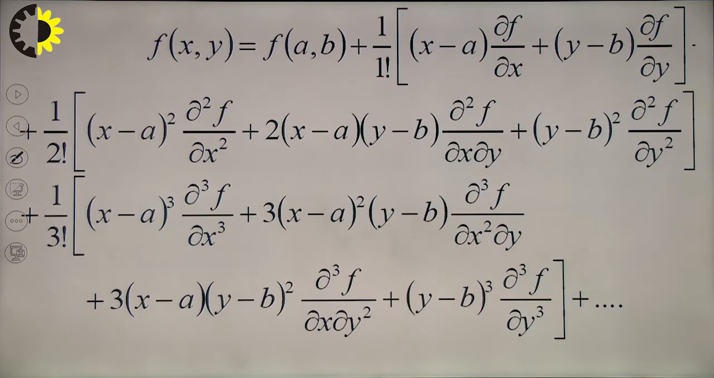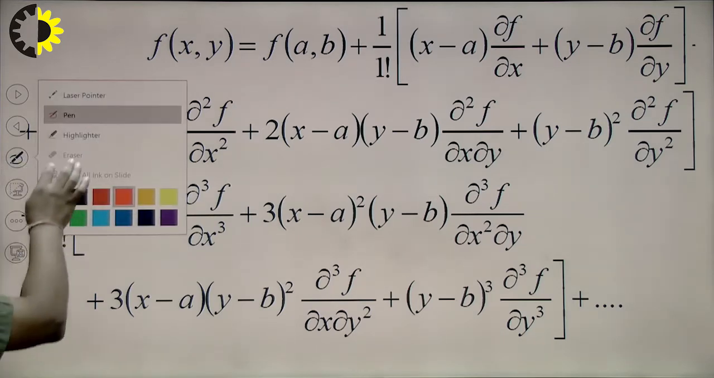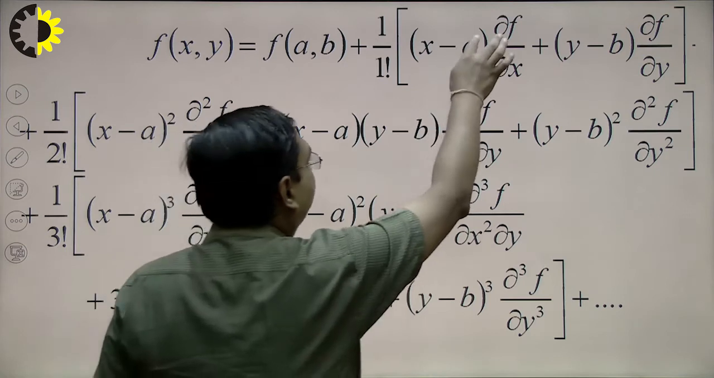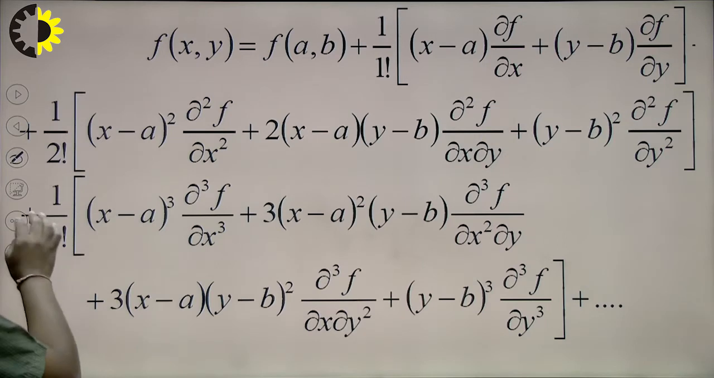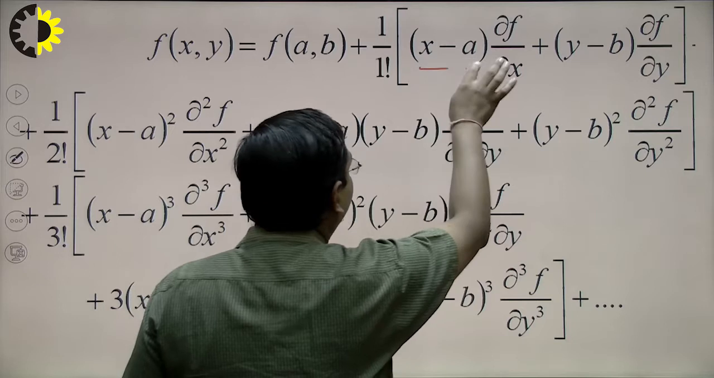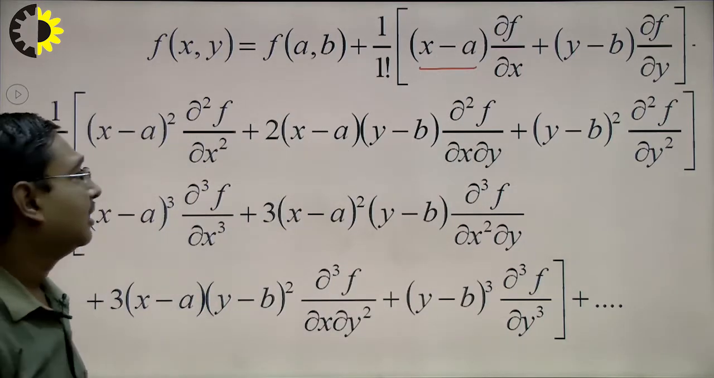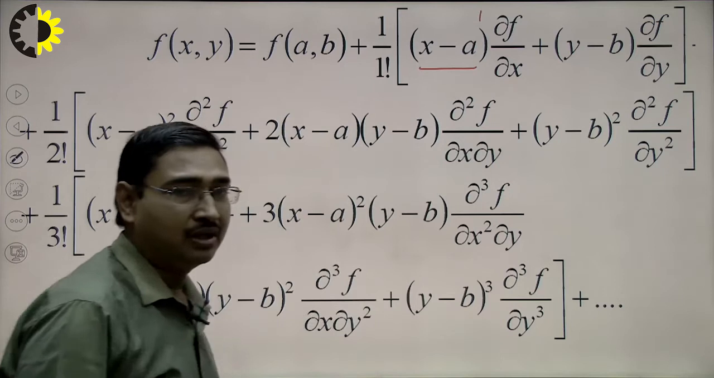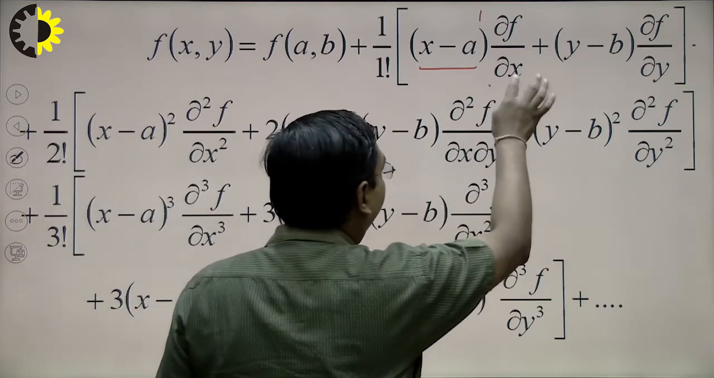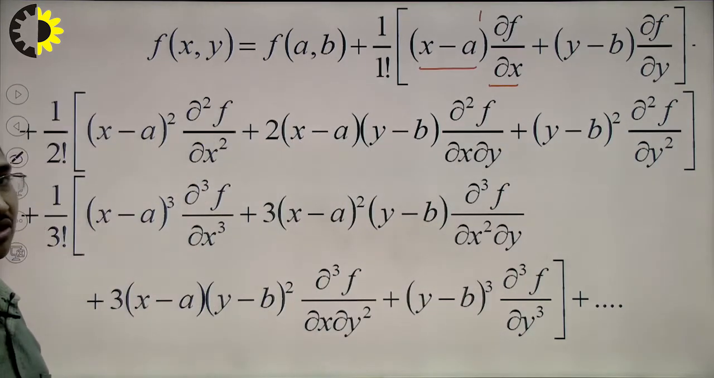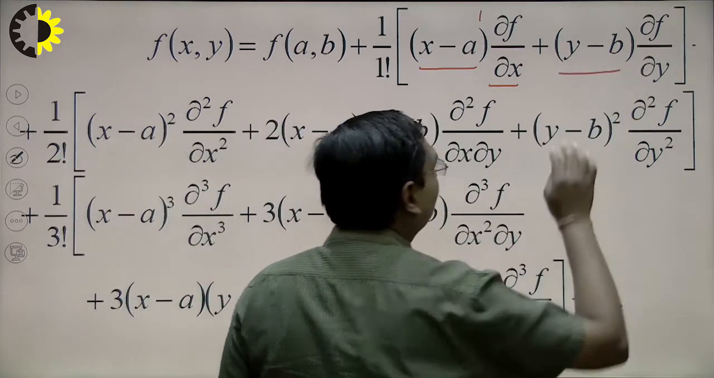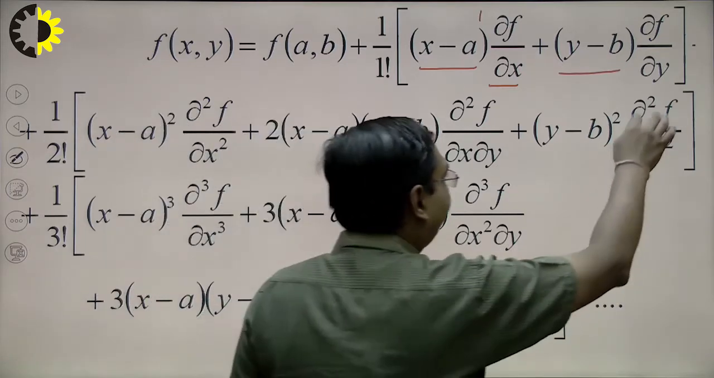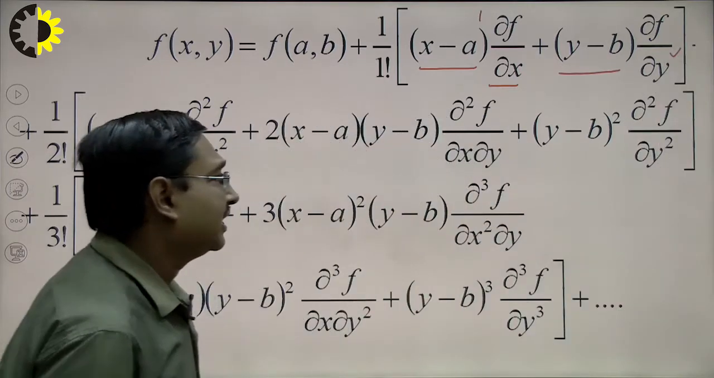We should understand one more thing. The power of the term and the order of derivative in each term are the same. For the term having x minus a, the power of x minus a is 1, so the derivative of f is with respect to x and is also of first order. When the term is of y minus b, then the derivative of first order is taken with respect to y.